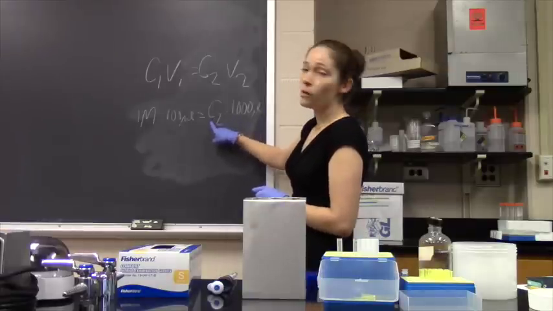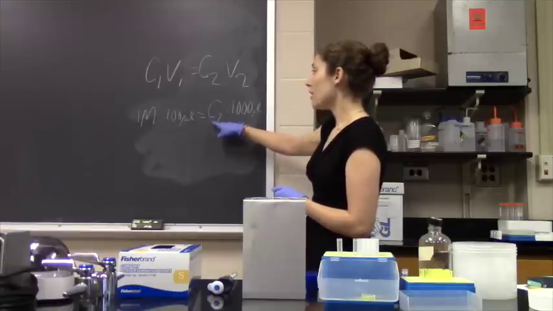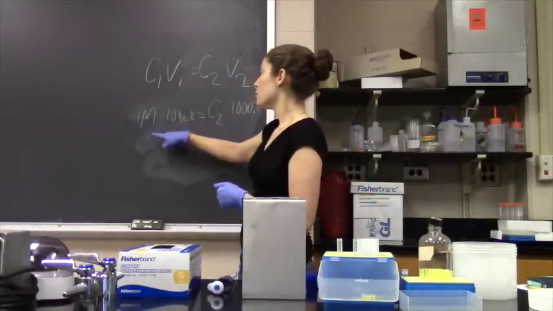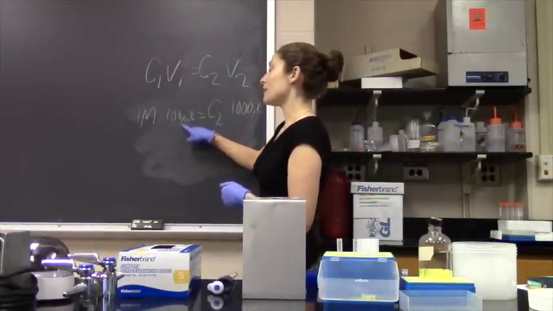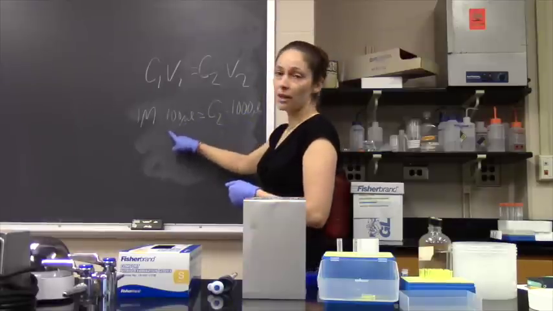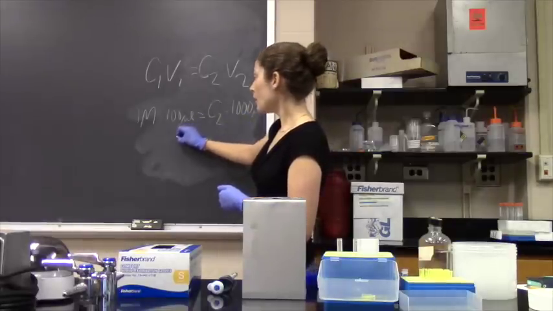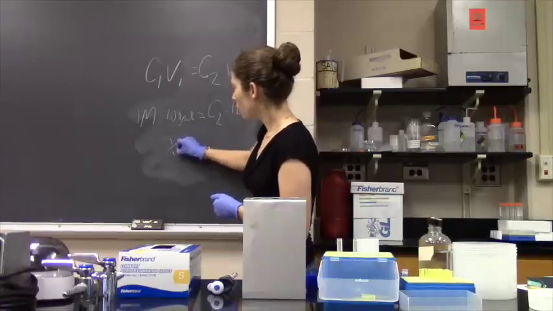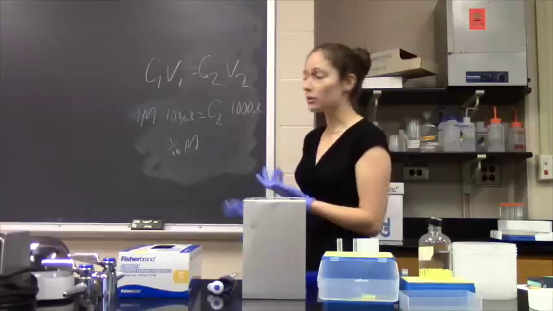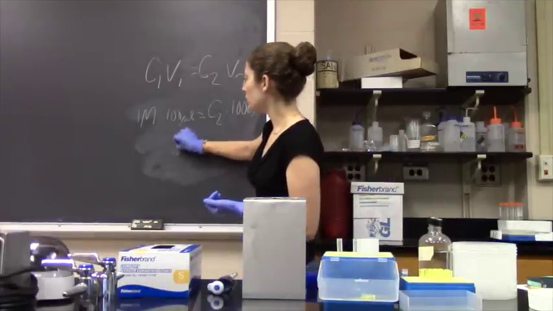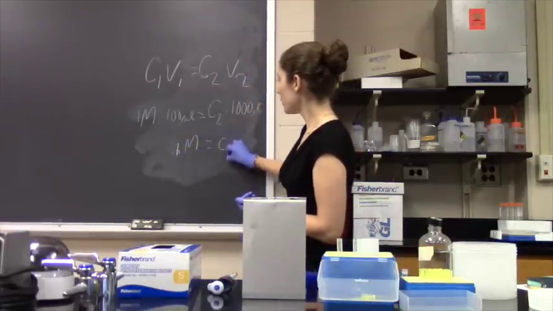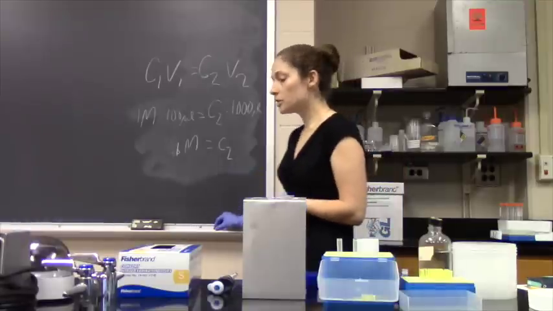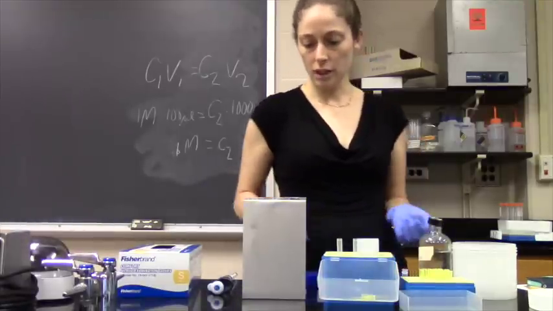All right, and I want to know what my final concentration is. Well, all I have to do is 1 molar times 100 microliters divided by 1,000 microliters, and that is going to be 1/10 molar, right? 0.1 molar. That's my final concentration. All there was to it. Now let's do the dilution so we can actually see it.